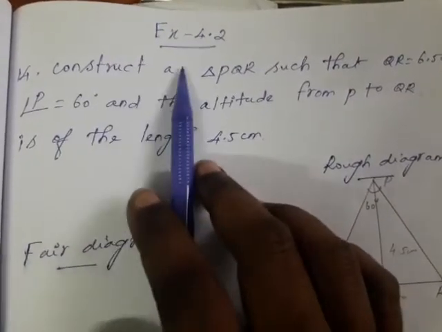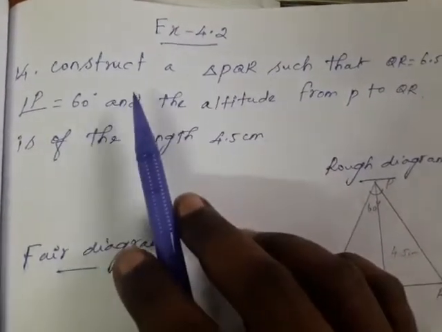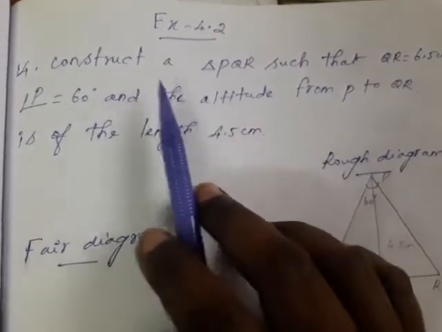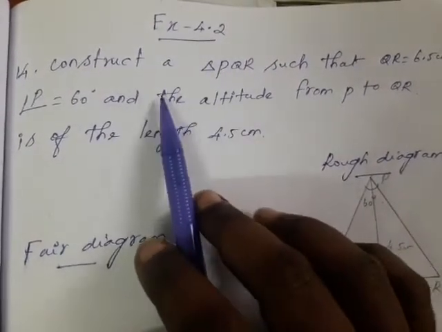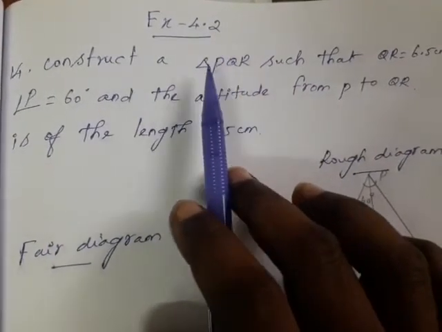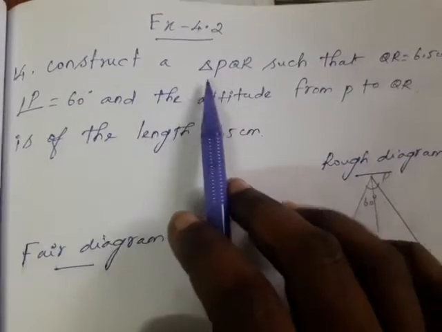We already discussed two types of triangle construction. One is where the median value is given and we have to draw the triangle. Another is where the median value is given and we have to find the length of the altitude. Two types we already discussed. Now today we are going to see the third type.